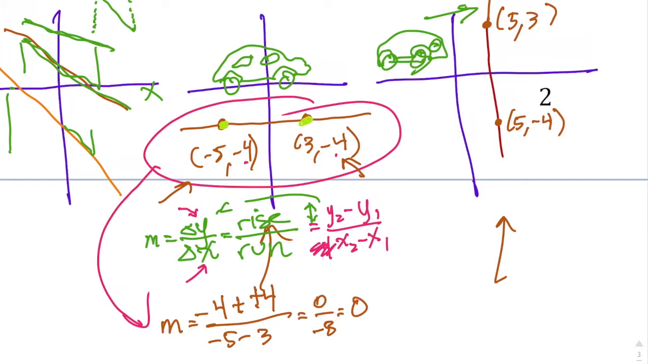So the rise, if you're thinking slope is rise over run, which it is, there is no rise between the 2 points, and there is a run of 8, or -8 if you're moving left, or 8 if you're moving right. In either case, the slope is 0.